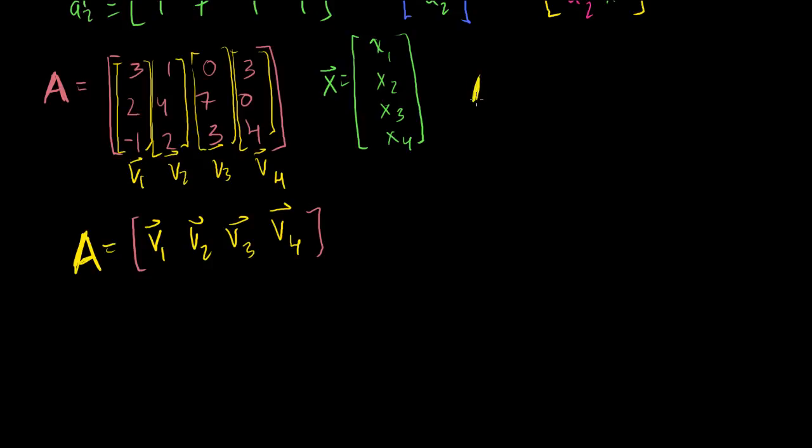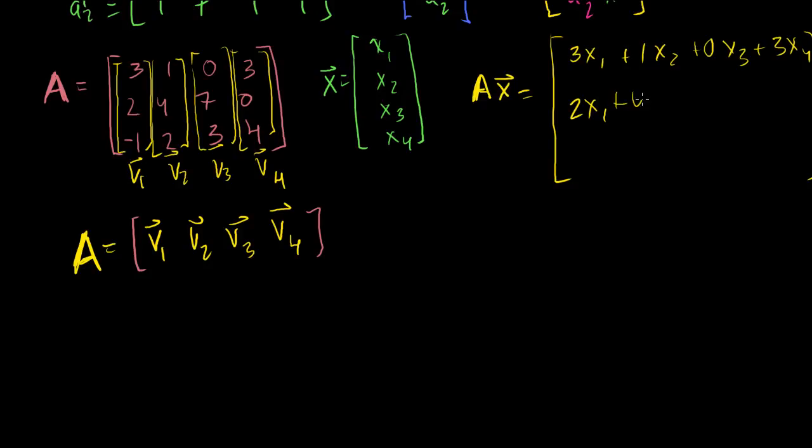Let me start some of the multiplication here, just from our definition. So if I multiply A times x, I'll start it off. Maybe I won't do the whole thing. I just want you to see the pattern. It's 3 times x1 plus 1 times x2 plus 0 times x3 plus 3 times x4. That's the first entry. And then you have 2 times x1 plus 4 times x2 all the way. And then you finally have minus 1 times x1 plus 2 times x2. You get the idea. But what's happening here? This first vector is always being multiplied by the scalar x1.